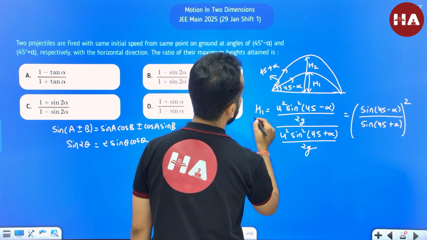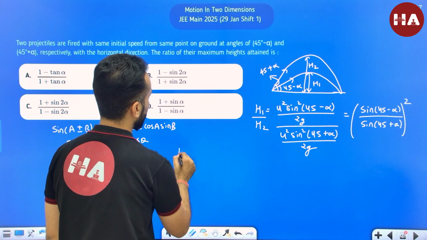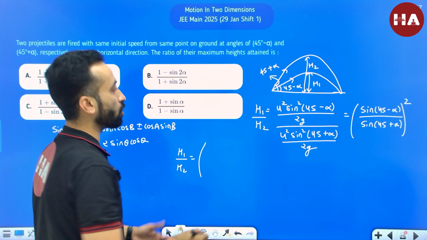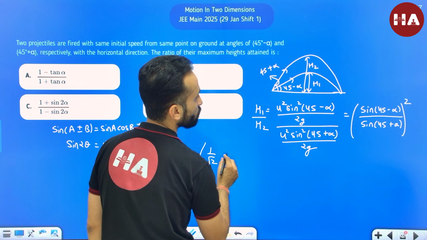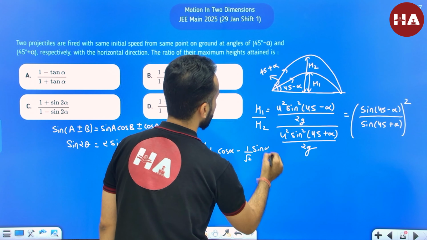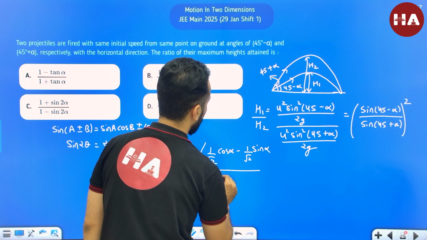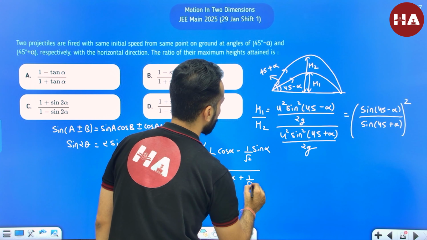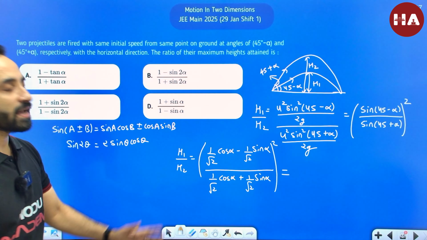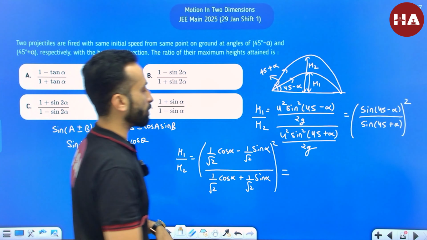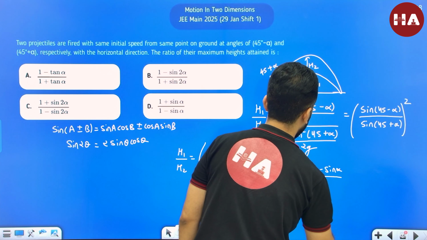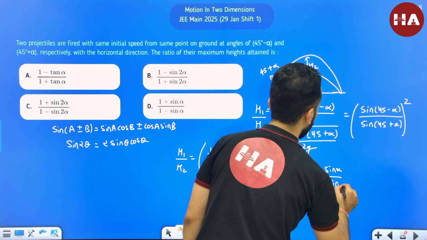The ratio h1 over h2 is going to be, sine 45 is 1 by root 2 and cos 45 is also 1 by root 2. So this is going to be (1 by root 2 cos alpha minus 1 by root 2 sine alpha) divided by (1 by root 2 cos alpha plus 1 by root 2 sine alpha), and squaring this. The 1 by root 2 factor will cancel out from numerator and denominator, and what we get is (cos alpha minus sine alpha) divided by (cos alpha plus sine alpha), whole squared.